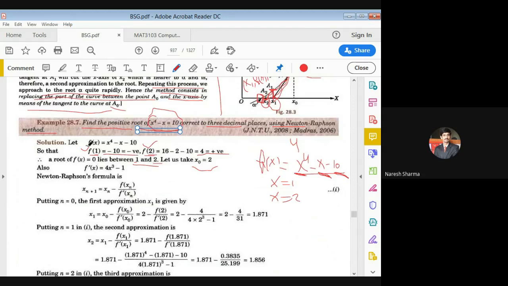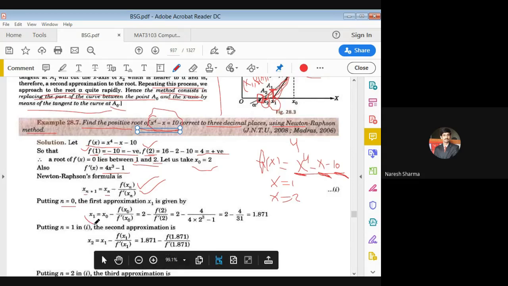If you take the derivative of this, that is 4x^3 - 1, and the formula for Newton-Raphson is x_{n+1} = x_n - f(x_n)/f'(x_n). As the initial approximation, we put n = 0. That means we get x1 as our first approximation: x0 - f(x0)/f'(x0).